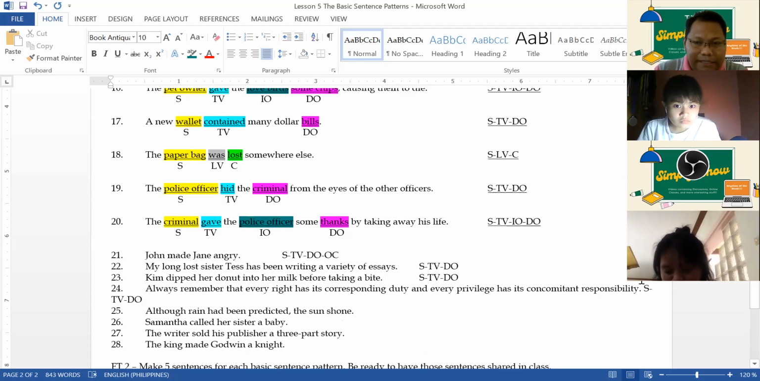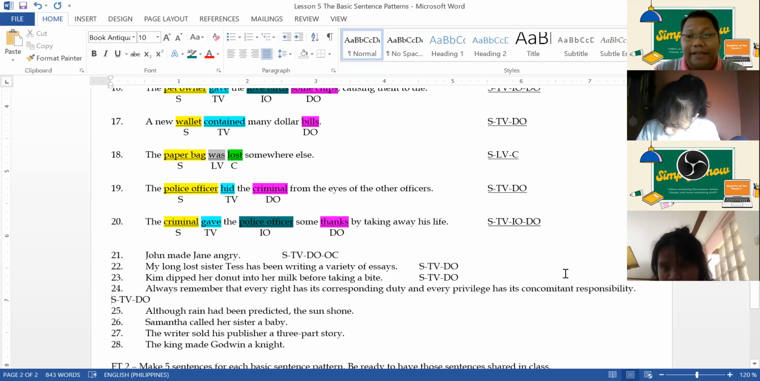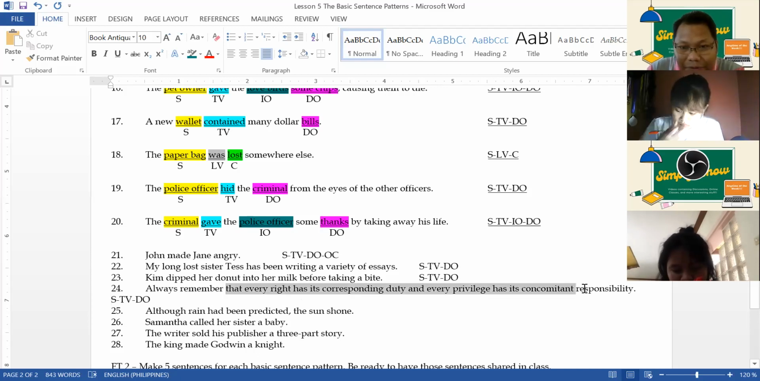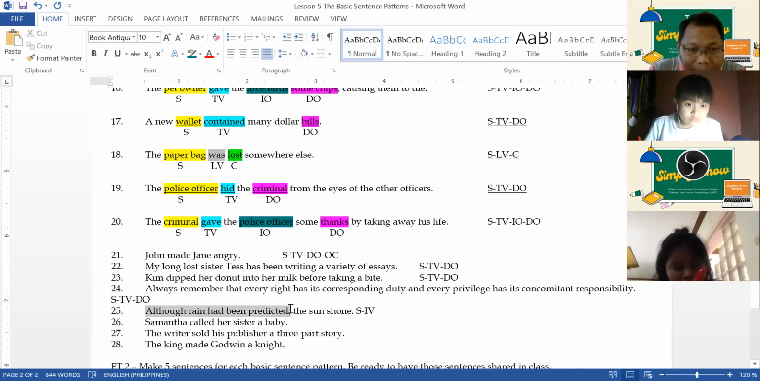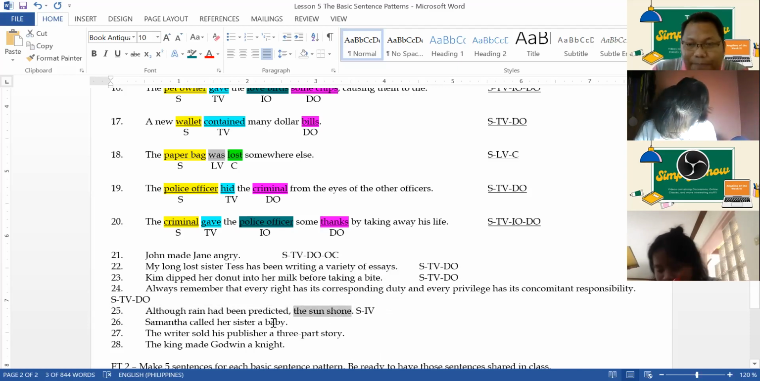Why is it an STVDO, sir? Take note, this one is a command. It's an imperative statement. What should you remember? That every privilege, so all of this is your direct object. And remember is your transitive verb. Number 25 is SIV. Your sentence pattern depends on your independent clause, not on the dependent clause.